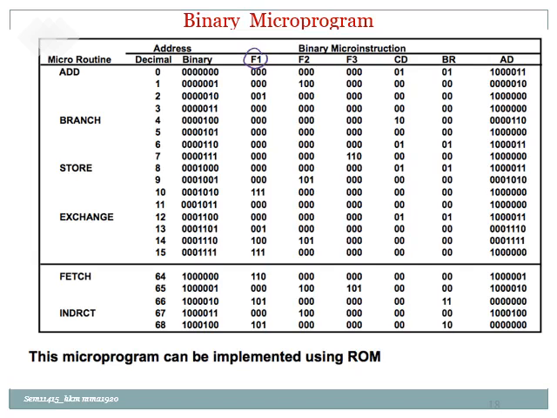So we have 3 micro operations, the maximum. And then we have the jump condition, CD, and branching. And lastly, the address of the first instruction in the routine. These are some examples of the execute cycle. Common ones: add, branch, store, exchange. And then we have the familiar fetch cycle and also the indirect cycle.